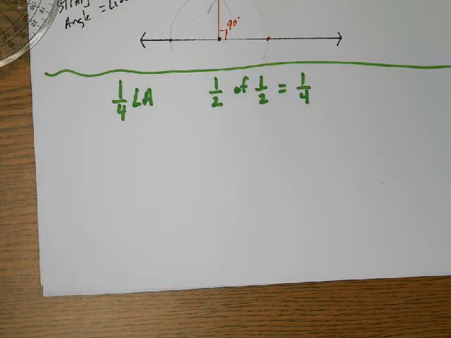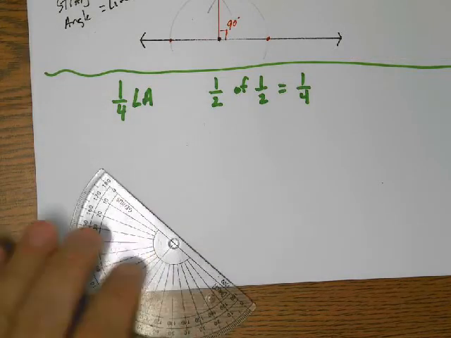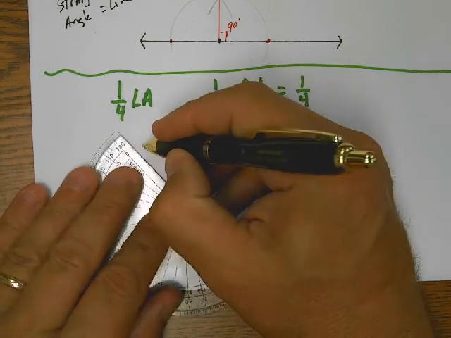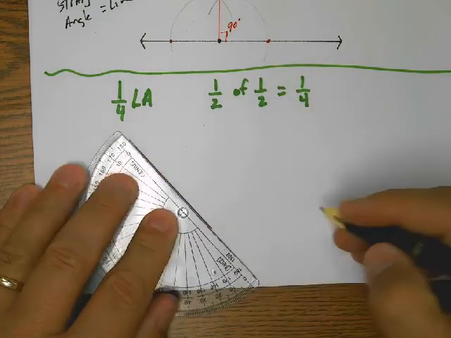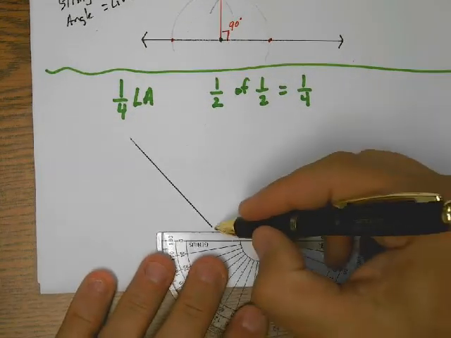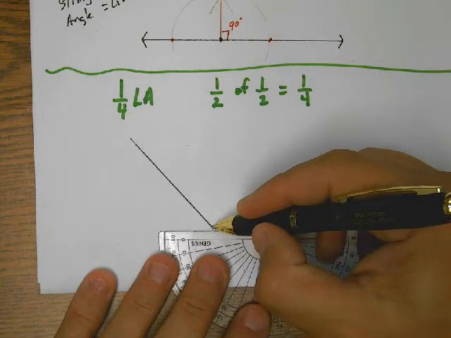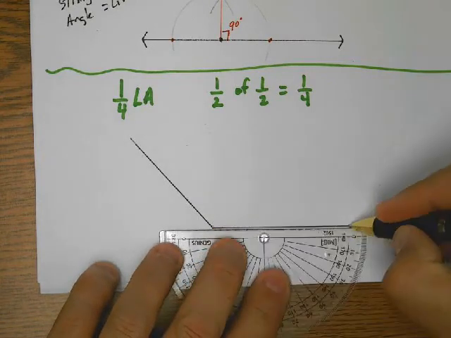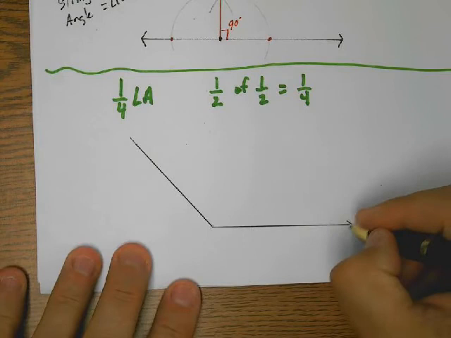Okay, so let's start off with any measurement for an angle. Don't care. You could use obtuse. I'm going to use an obtuse. You could do acute. You can do any measurement for the angle. I'm going to do an obtuse.